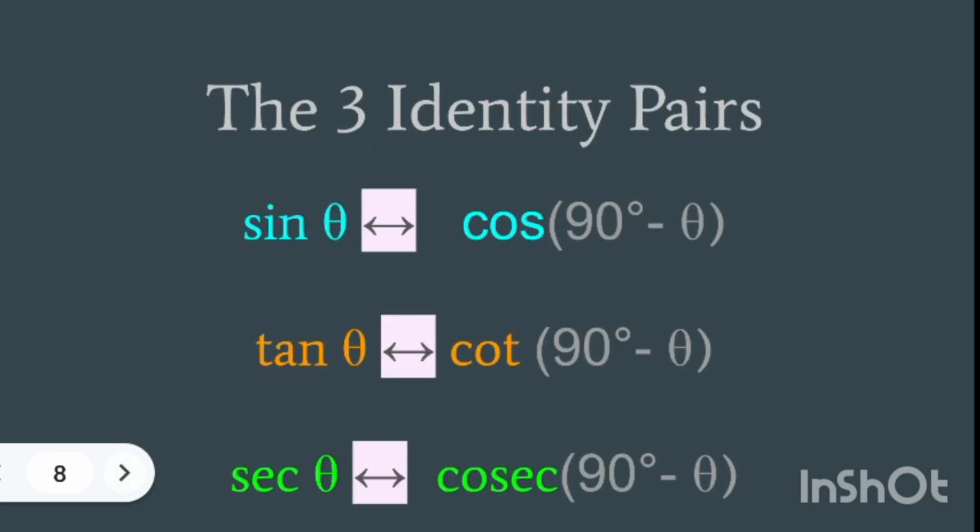Now comes the three identity pairs. These are the three important identity pairs you should remember. Sin pairs with cos, tan pairs with cot, and sec pairs with cosec. Whenever the angles add up to 90 degrees, you can replace one function with its co-function.